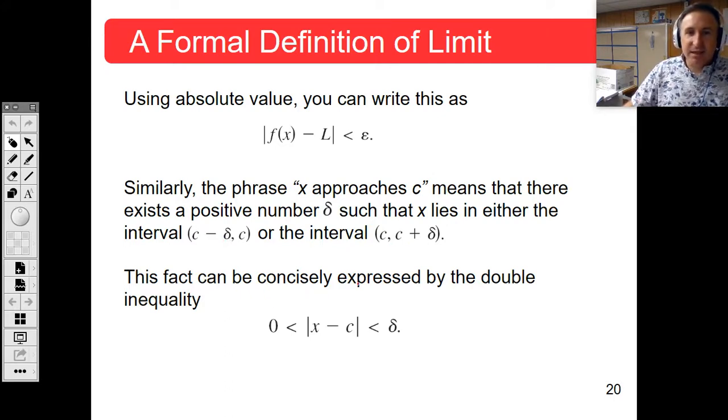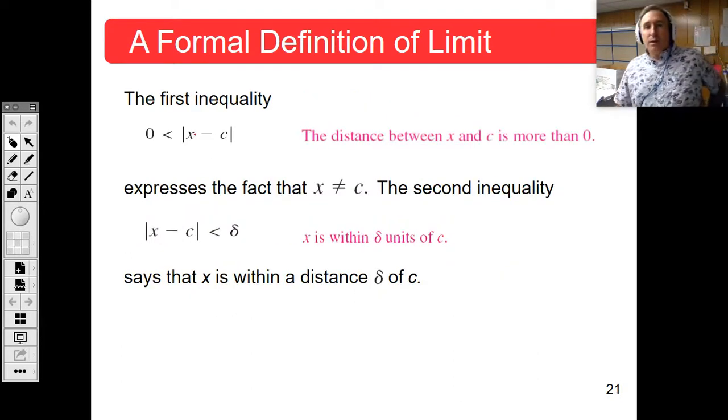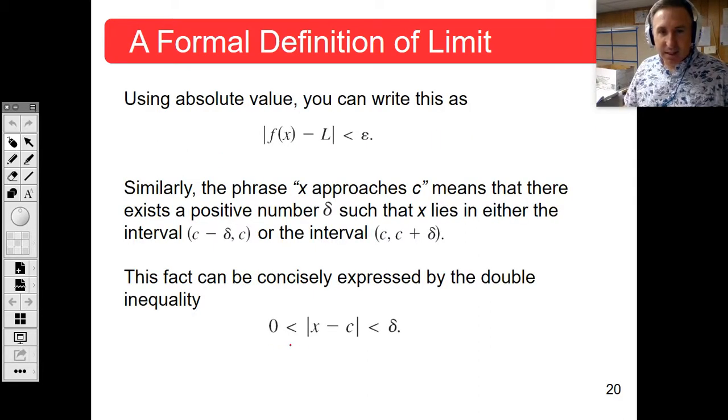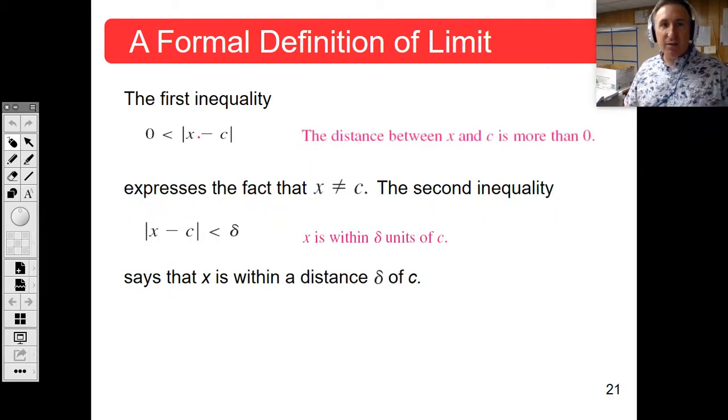This fact can be concisely expressed by the double inequality. This is a formal definition. The first inequality, if we split this up, this is like between, so we can say it's greater than this, but less than this. So the first inequality, greater than this, the distance between x and c is more than nothing. Okay, so we know that they're not the same point. The second inequality is that it's less than delta, some distance away from c.